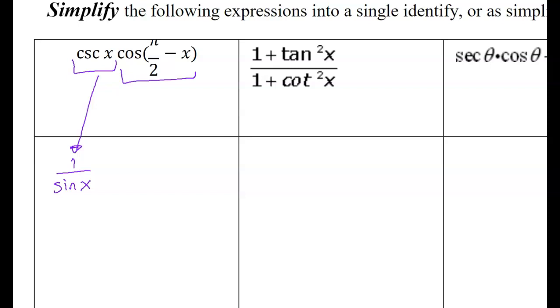This makes sense, right? Because if we're thinking about a sine function, we can create a cosine function just by shifting 90 degrees, or pi over 2 units. It's just a shift. That's what this identity is stating. We can replace this entire thing with sine of x. So this becomes 1 over sine of x times sine of x.